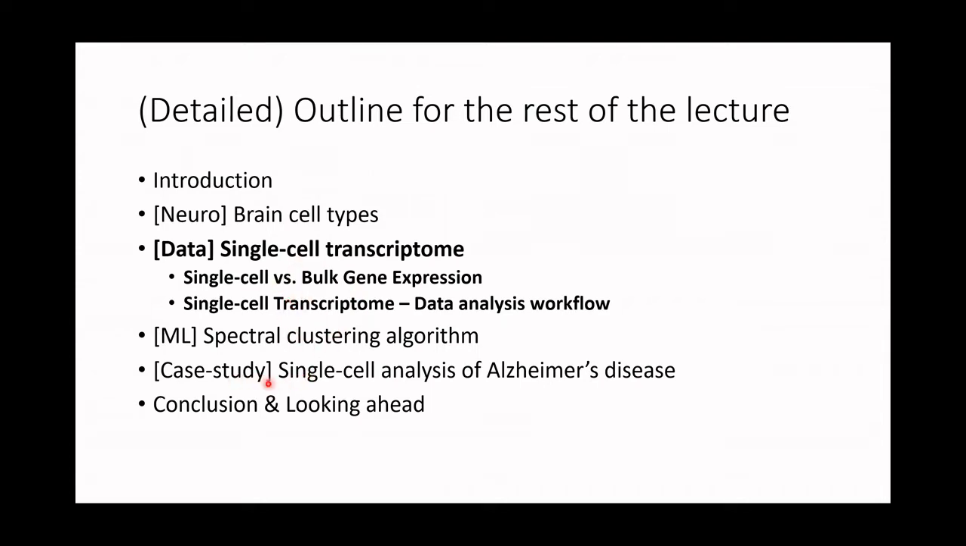And finally, we will use a case study to show why we do all this, and how it gives you new insights about a particular brain disease, a neurodegenerative disease, which is the most common form of dementia, called Alzheimer's disease. Okay, let's get into the brief look at what the single cell transcriptome data is, which is the global gene expression of an individual cell.